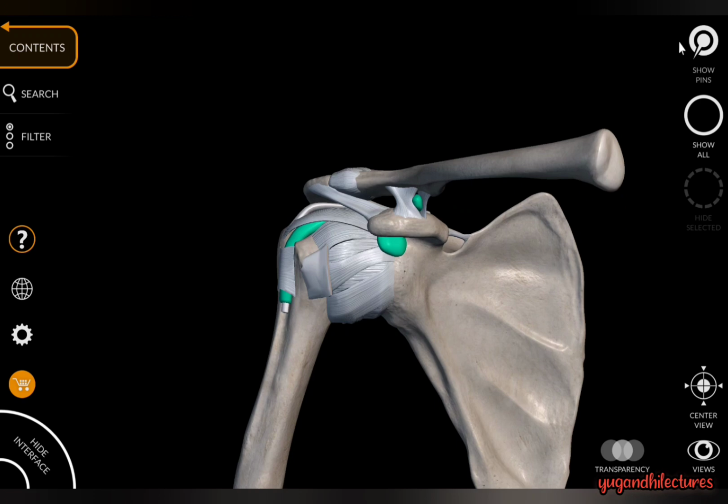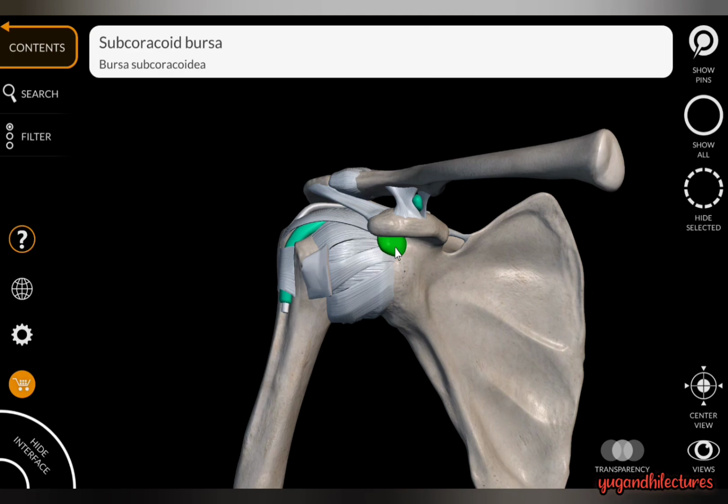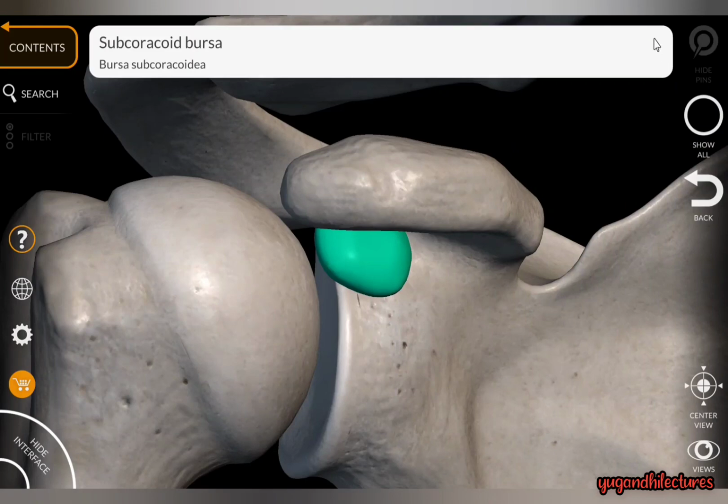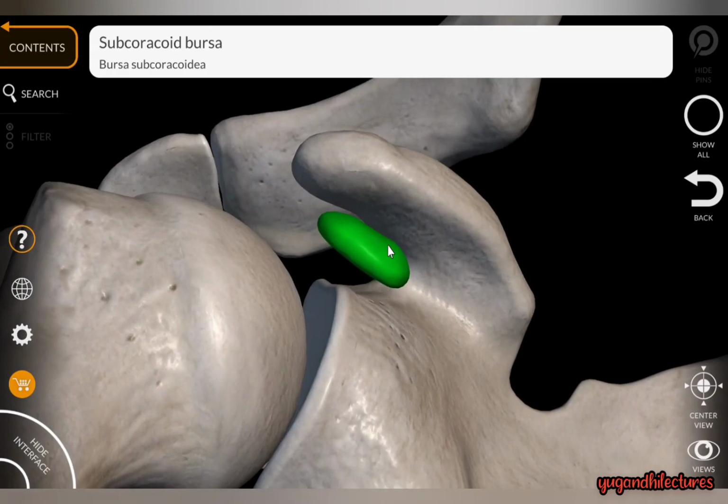The next bursa is the subcoracoid bursa. Why is it named so? I'll mark and show you the coracoid process. This is the coracoid process of the scapula, right? This bursa lies under the coracoid process, and hence the name subcoracoid bursa. You can see the location.